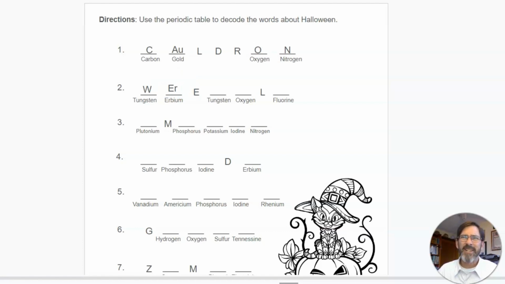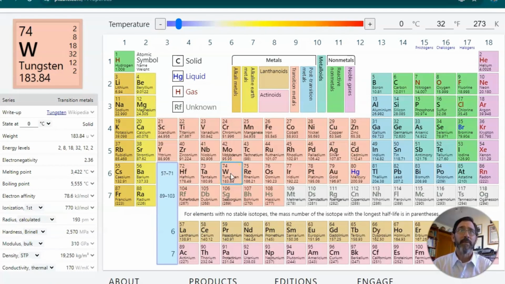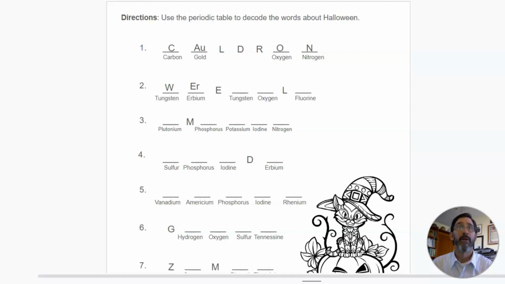Is that tungsten again? Don't we already know where to find that? That's right. Back in the transition metals, it's number 74, tungsten, capital letter W. Go ahead and place a capital letter W over tungsten.